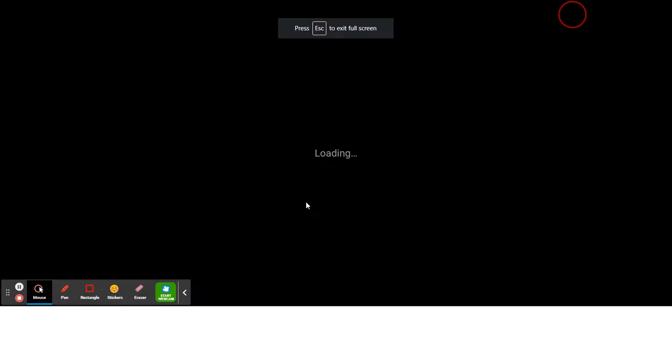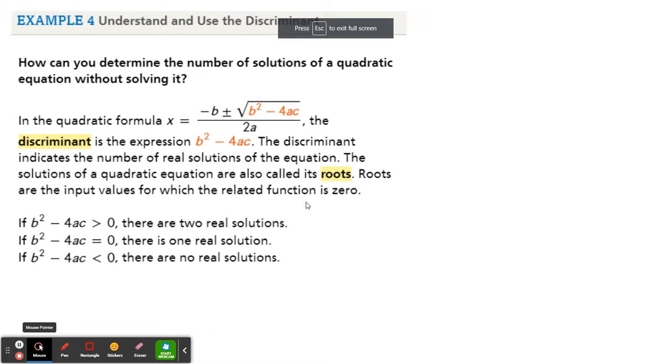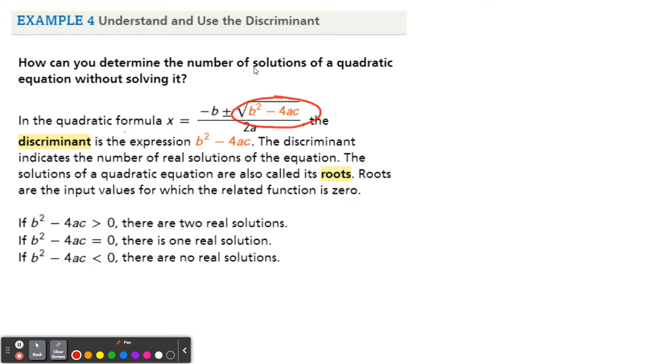Now, I mentioned the discriminant. Let's get down and dirty with the discriminant. So here we go. How can you determine the number of solutions of a quadratic without solving it? We can use what's called the discriminant, this b squared minus 4ac. It is called the discriminant. It indicates the number of real solutions.